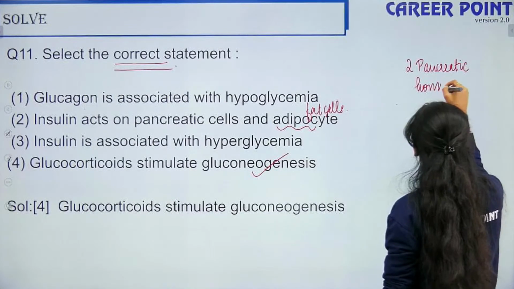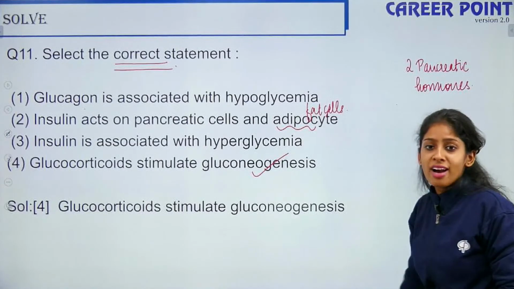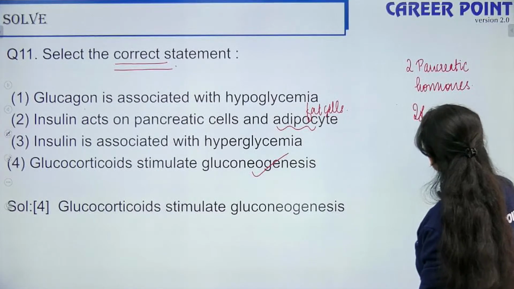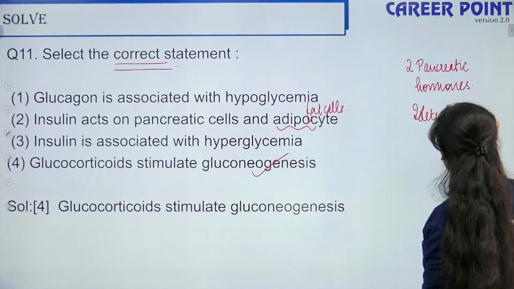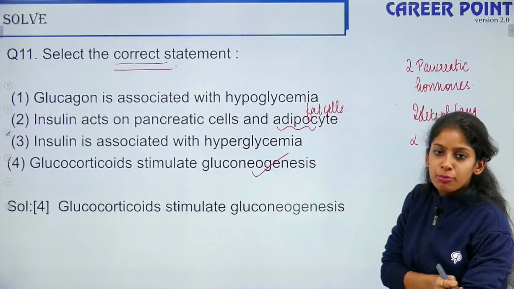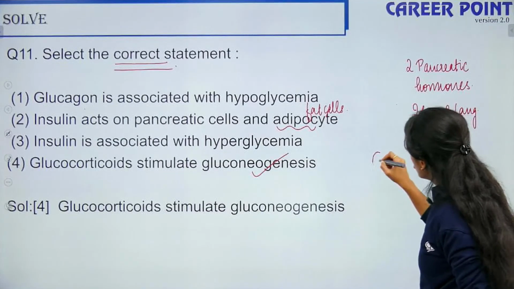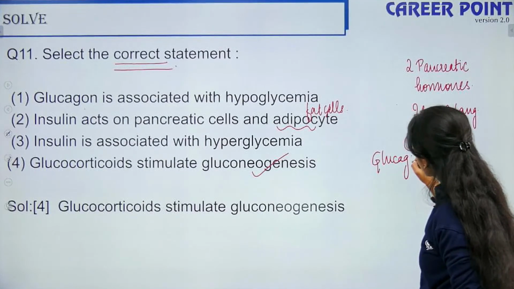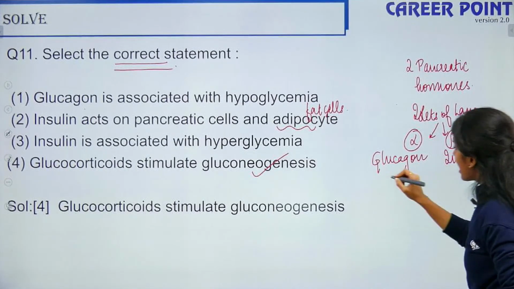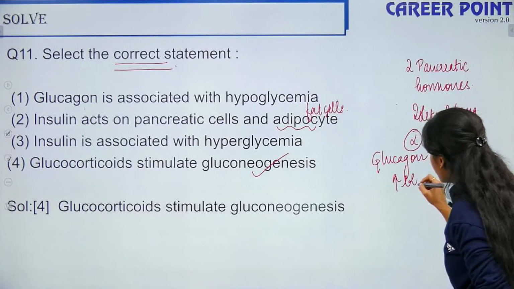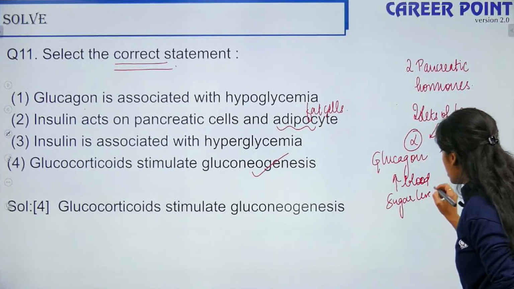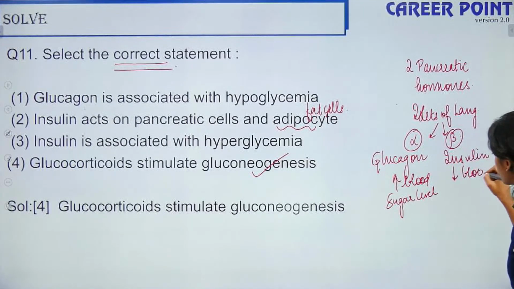So who produces hormones in your pancreas? So you have islets of Langerhans, right? So these islets of Langerhans have 2 types of cells, alpha cell and beta cell. So alpha cells produce a particular type of hormone known as glucagon. So beta cells produce your insulin. So glucagon increases blood glucose level or blood sugar level. Insulin decreases blood sugar level.